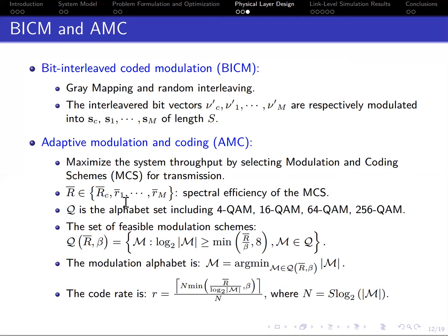The average rates of the common and private streams are actually calculated based on the optimized precoders by taking an average over 1,000 channel realizations due to the effects of imperfect CSI. According to the given average rate, we at first determine a corresponding modulation scheme from a modulation alphabet set. The set of feasible modulation schemes is calculated based on the average rate and maximum code rate denoted by beta. As a consequence, the modulation alphabet and code rate of each stream can be obtained.